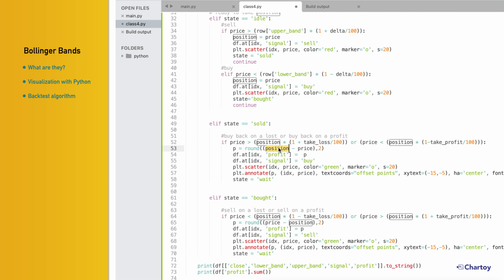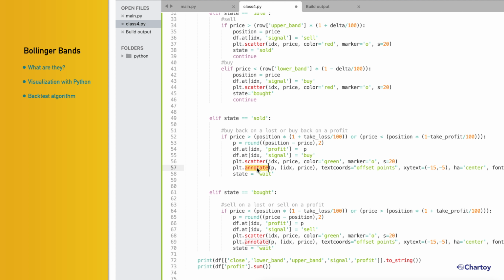So first we calculate P, the profit, which is the position, the price we got when we sold it, minus the price. And you can see we round it to 2. We want to have 2 digits after the point. And then we just save the profit in the profit column, and we mark the signal to be buy signal because we sold, so now we buy, right? And we mark this point on the curve. You will see later how it looks, and we annotate. Annotate means that we put a label on this point, and the label in this case will be the profit. All these things will be clearer later when we visualize it. So for this annotation, we give it the index and the price, the X and the Y.